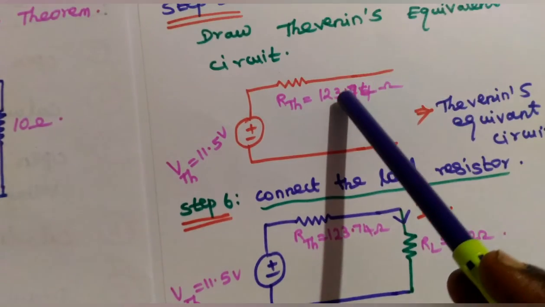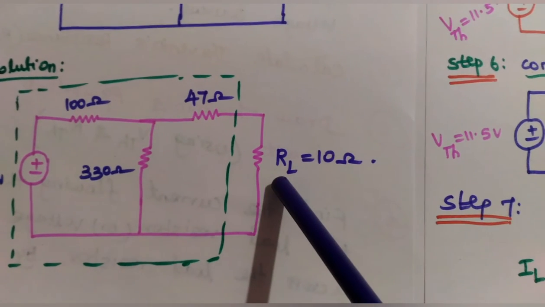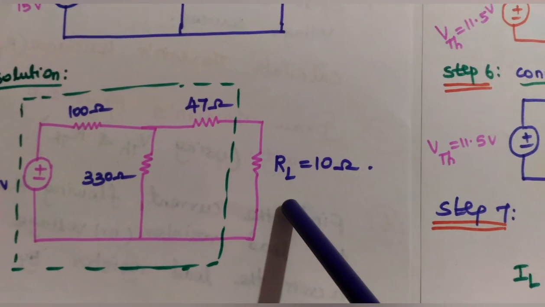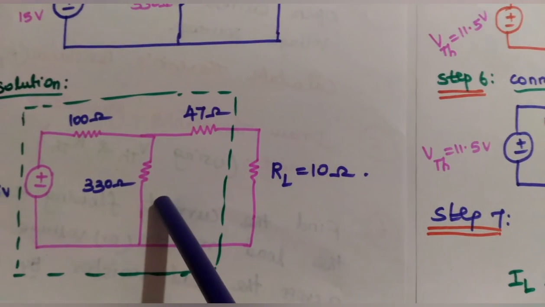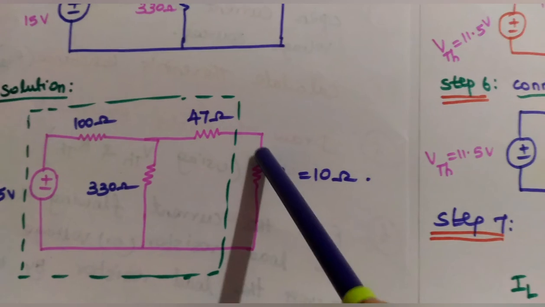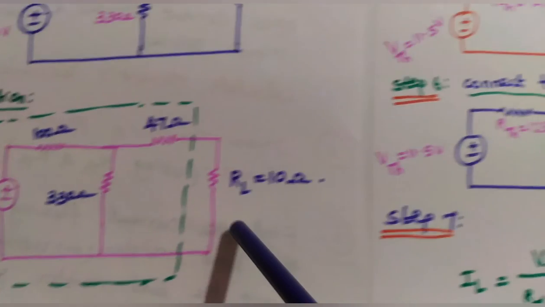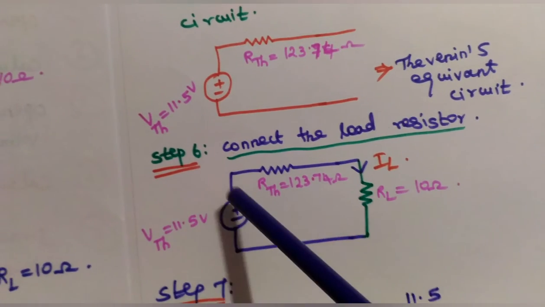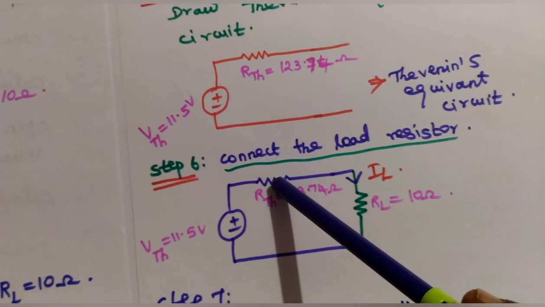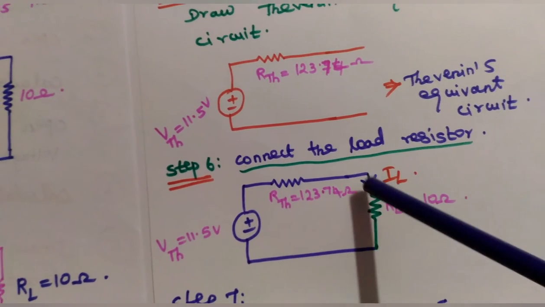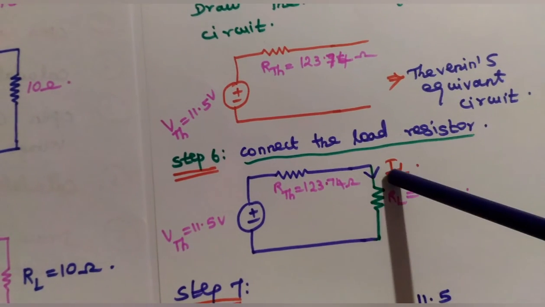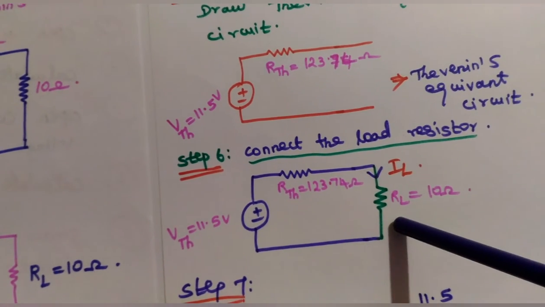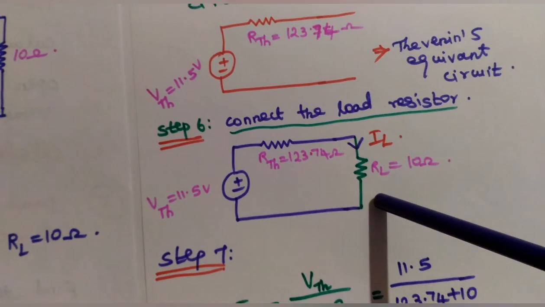Since the network has only one voltage source and one resistance, now we want to calculate the value of current flowing through the load resistance RL. How do we calculate that value? This portion is already replaced by a Thevenin's equivalent circuit. At the end of the Thevenin's equivalent circuit, we just connect the load resistance RL. The Thevenin's equivalent network is VTH connected in series with RTH, and the load resistance is connected at its end. Now calculate the current IL flowing through the 10 ohm resistance, just applying simple Ohm's law.